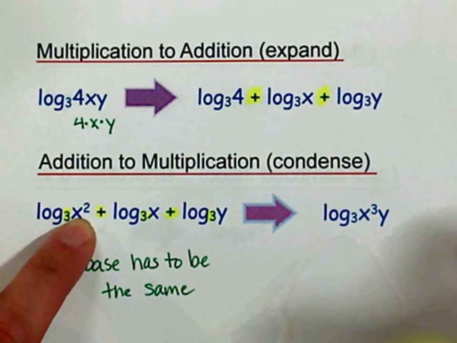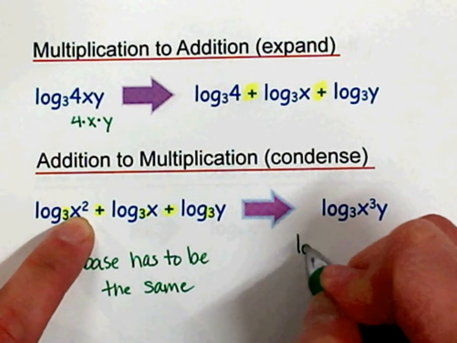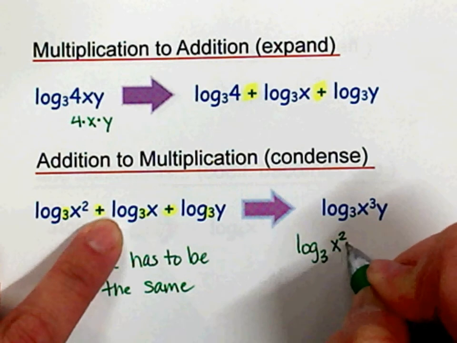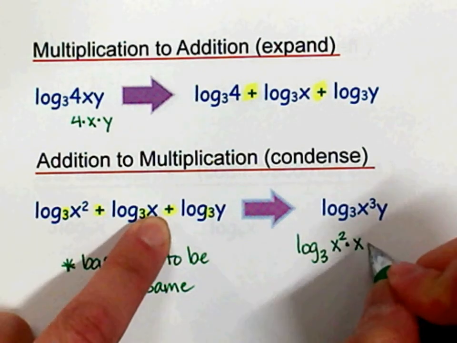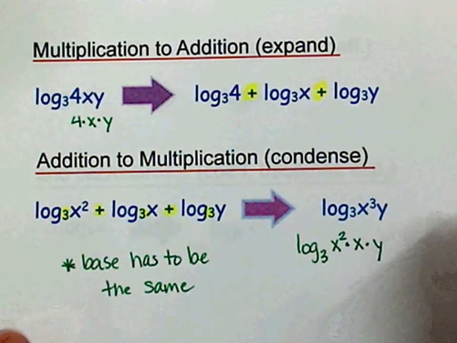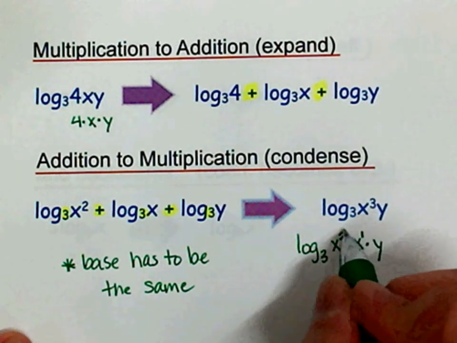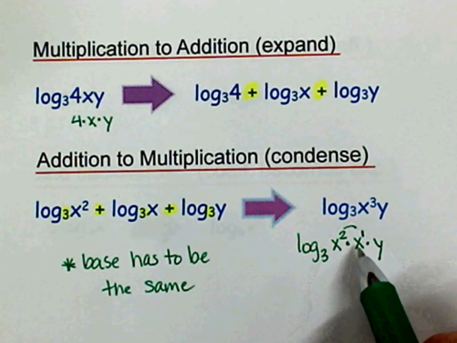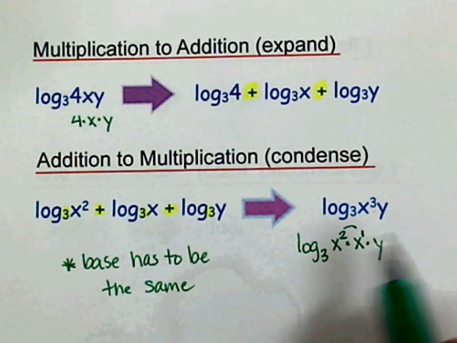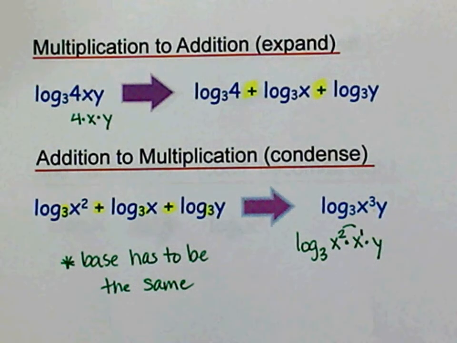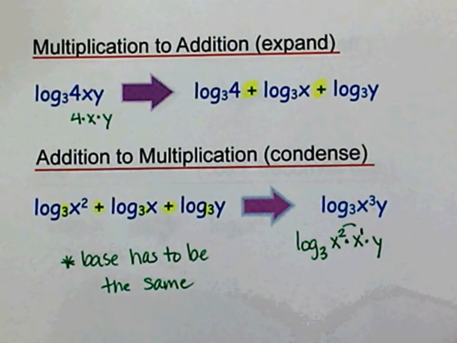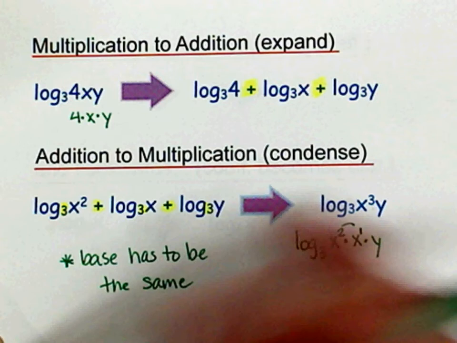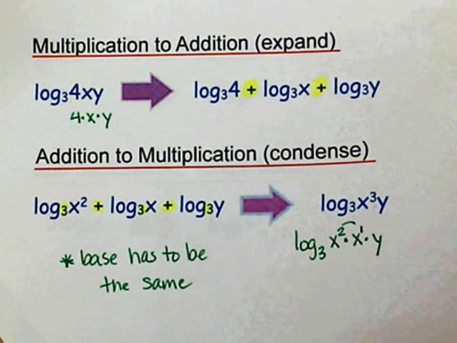Okay, let me redo this with you real quick. Plus, so multiply x plus multiply y. Do you see that right there? What happens to these exponents when you have the same base? X squared and x becomes x to the third, and that's how you got log base 3 of x cubed times y. So addition goes with multiplication, and you can go back and forth. Make sure you understand that part.